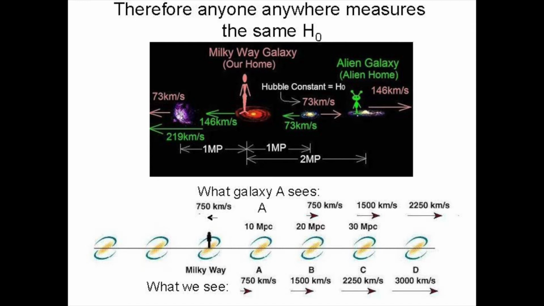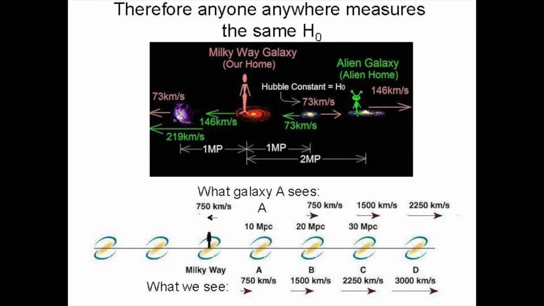And the point is that no matter where you are, no matter what galaxy you're standing on, anywhere in the universe, you would measure the same Hubble constant because you would measure the same velocity as a function of distance, the same slope that we measure locally.